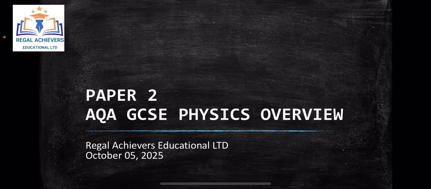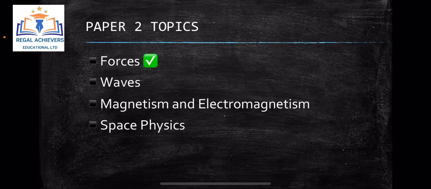Today we are going to be moving forward by looking at Paper 2 AQA GCSE Physics Review. So far we've been able to look at Paper 1 topics, and we are going to proceed today by reviewing the Paper 2 topics. And here is the list of the topics for Paper 2, ranging from forces to waves, magnetism and electromagnetism. Then we have space physics. So we start with forces today, and thereafter we are also going to review a past paper that has to do with the topic forces.